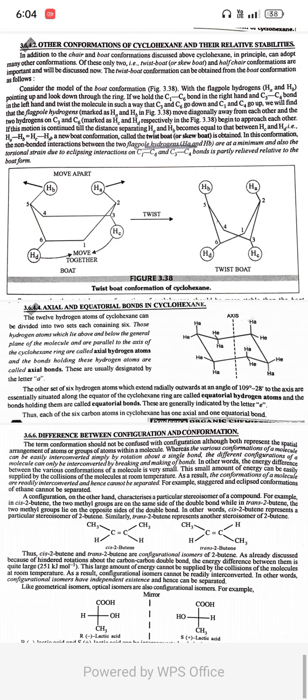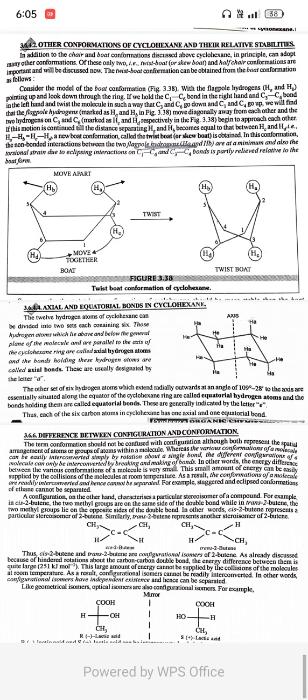Difference between configurational and conformational isomers. The term conformation should not be confused with configuration. The configuration represents the spatial arrangement of atoms or groups of atoms in a molecule, whereas the various conformations of a molecule can be easily interconverted simply by rotation about a single bond. The different configurations of a molecule can be interconverted only by breaking and making of bonds. A configuration, on the other hand, characterizes a particular stereoisomer of a compound. For example, in cis-2-butene the two methyl groups are on the same side of the double bond, while in trans-2-butene the two methyl groups are on opposite sides of the double bond.